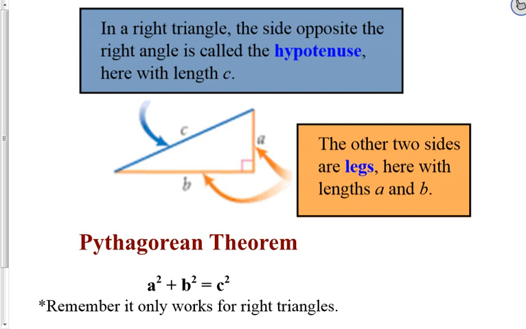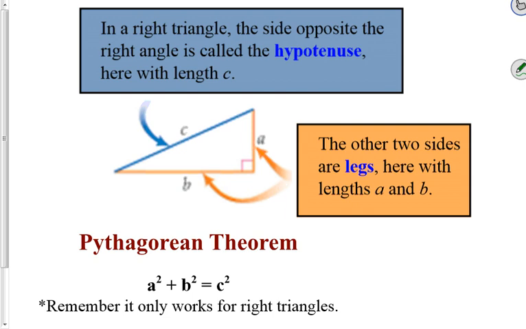So let's review parts of a right triangle. In a right triangle, the side opposite the right angle is called the hypotenuse. Here, it's indicated with the length C. See that right there? It's opposite the right angle. The other two sides are legs, here with lengths A and B. So the legs are the two shorter sides of the right triangle.